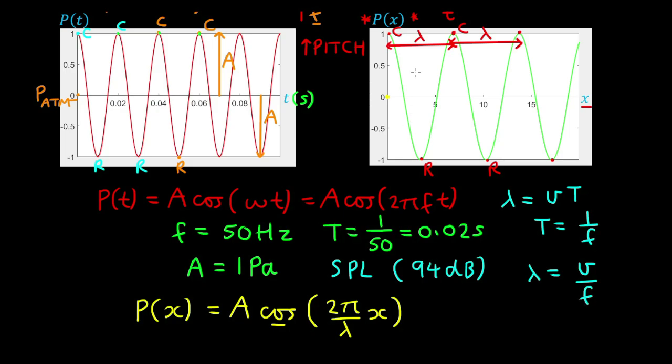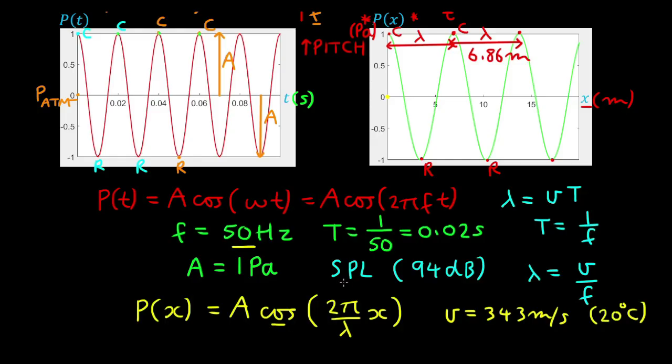So in our example here, the speed of sound is 343 meters per second in an air medium with a temperature of 20 degrees. And our frequency of the oscillation is 50 Hz. So we have 343 on 50 gives a wavelength of 6.86 meters. So our pressure here is in pascals, and the distance from the sound source is in meters.